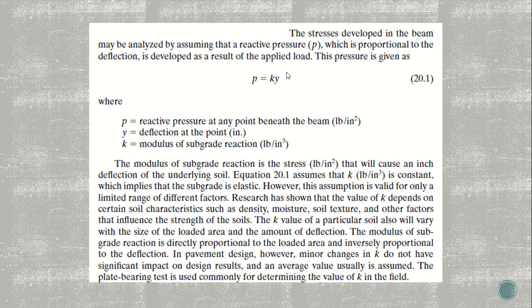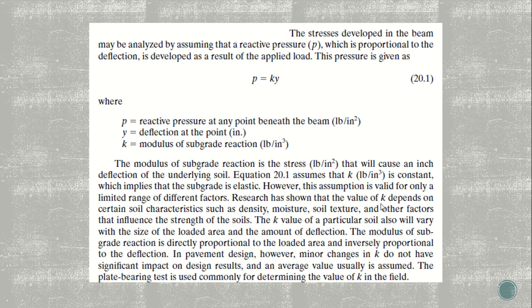This pressure is given as P is equal to Ky, where P is the reactive pressure at any point beneath the beam, y is the deflection at the point, and K is the modulus of subgrade reaction. The modulus of subgrade reaction is the stress that will cause an inch deflection of the underlying soil. So this equation assumes that K is constant, which implies that the subgrade is elastic. However, this assumption is valid only for a limited range of different factors.